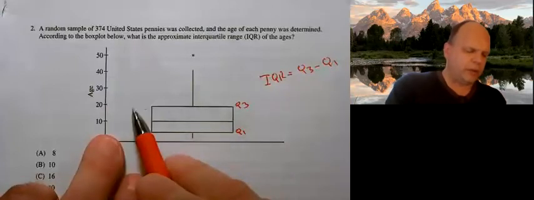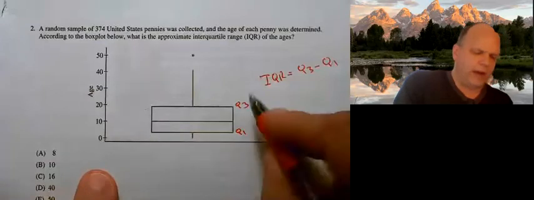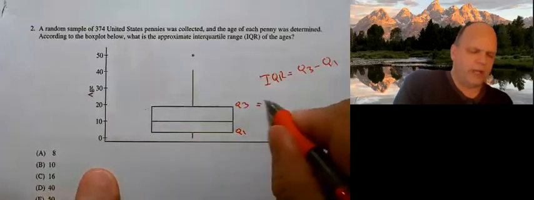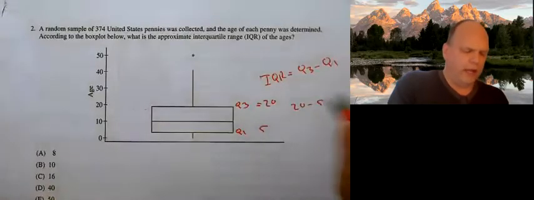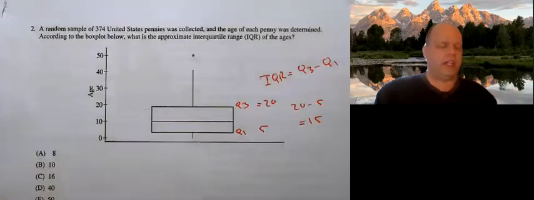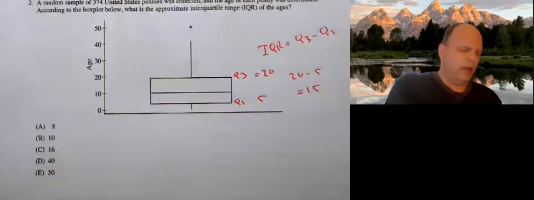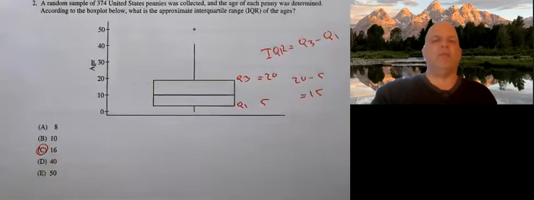So here's my Q1, here's my Q3. And so this is approximately 20, and I'm just going to take a guess that that's about 5. So Q3 is 20, Q1 is 5, so 20 minus 5 happens to equal 15. So I'm looking for the one closest to 15, and I see that I have a 16, so that's the closest at letter C. And by the way, once again, it's an estimate, it's not going to be perfect.